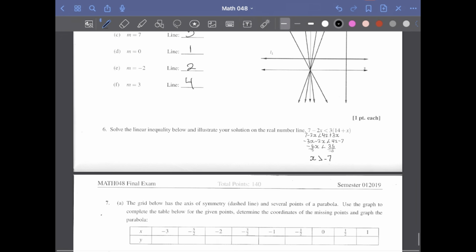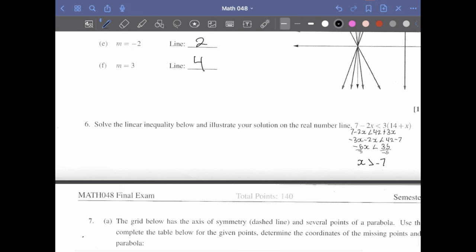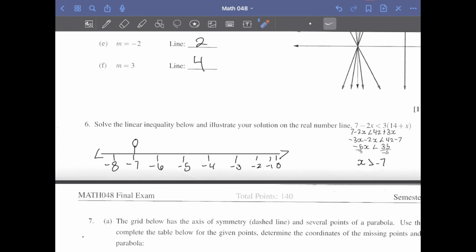So solve the linear inequality and illustrate your solution on a real number line. So x is greater than negative 7. So we have negative 8, negative 7, negative 6, negative 5, negative 4, negative 3, negative 2, negative 1, 0. So say x is greater than negative 7. So open circle. Be mindful of the inequality symbol. This is greater than, so open circle.